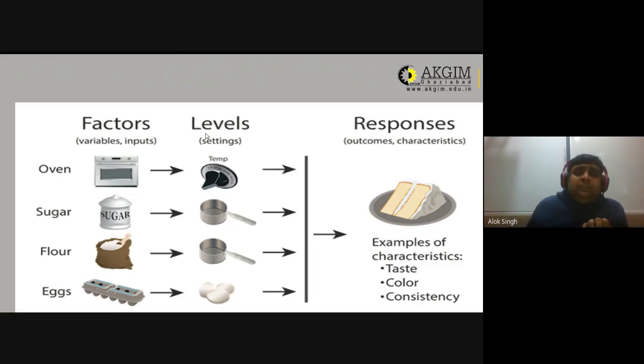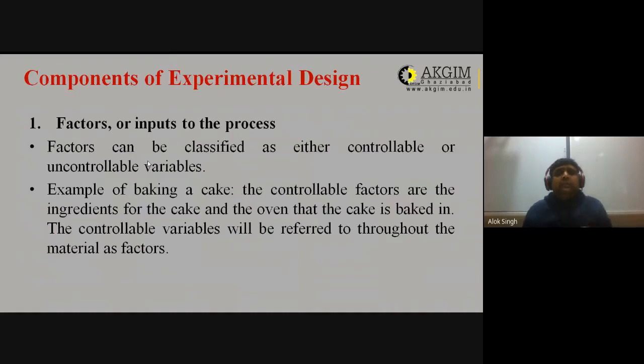Okay, now next is this level. What does level mean? It means the settings, like what should be the temperature of this oven. Generally 200-plus temperature is required for baking a cake. So that is basically what the temperature should be, what the quantity of sugar would be, what the quantity of flour would be, what the quantity of eggs would be. So all this lies under the component that is levels, means settings. What would be the setting? So these are the three components that you should define while doing the experimental design, or design of experiments.